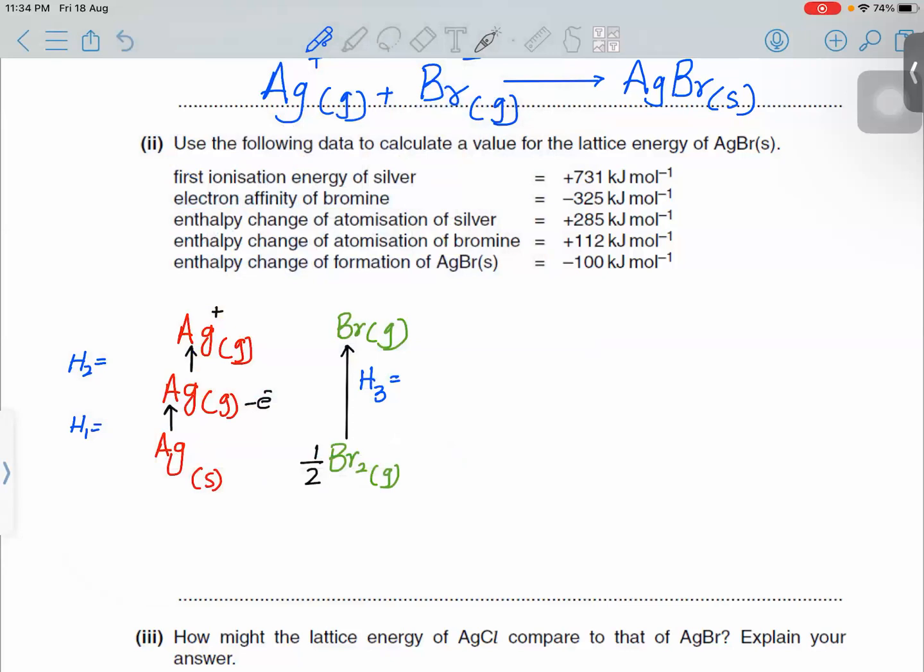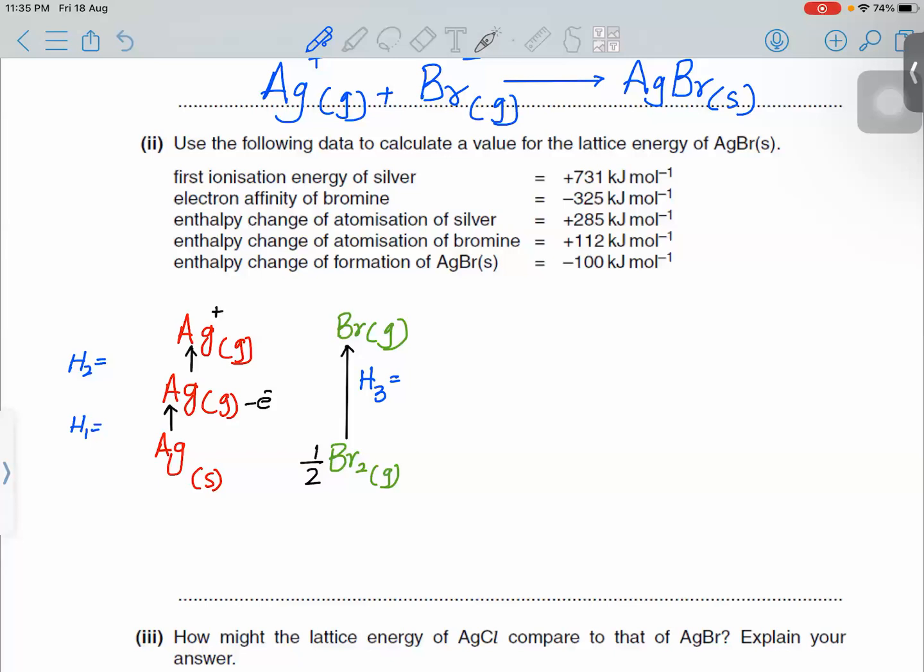Ali wrote negative e two times, right? Can you explain why you wrote minus e two times? Oh, that's a mistake. It should be only one time. Okay. Now, can you tell me what is H1?